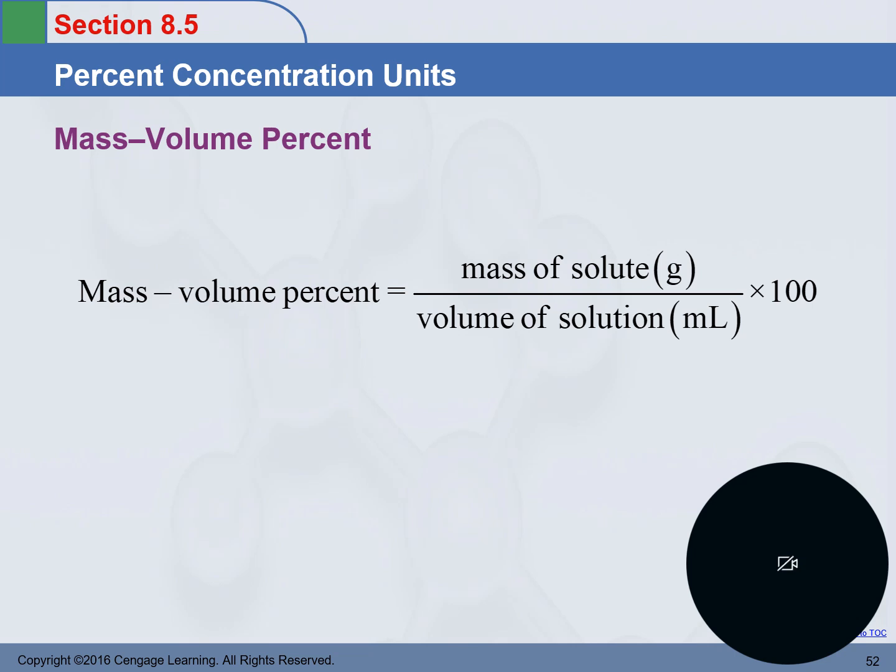The last percent concentration of 8.5 is mass to volume percent, and you can see that you take your mass of solute and divide by your volume of solution, and you multiply it by 100.